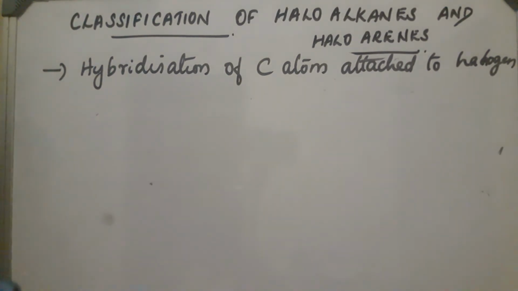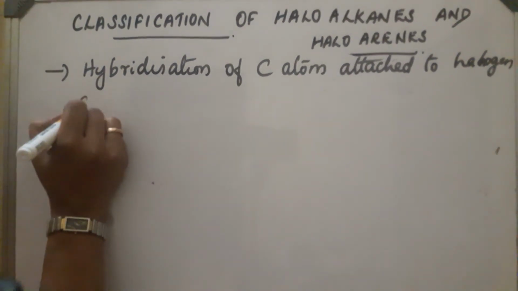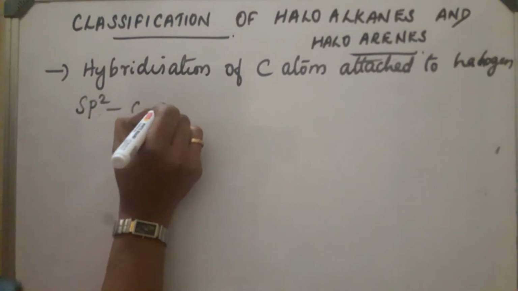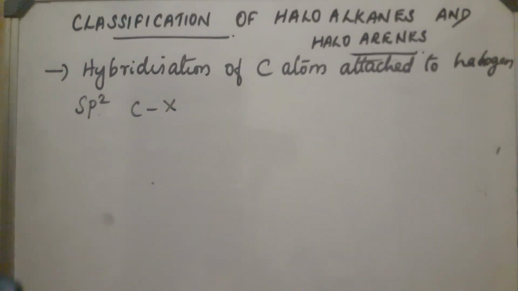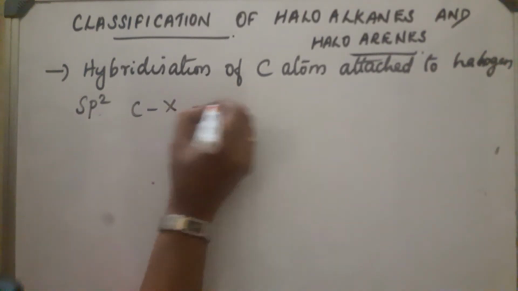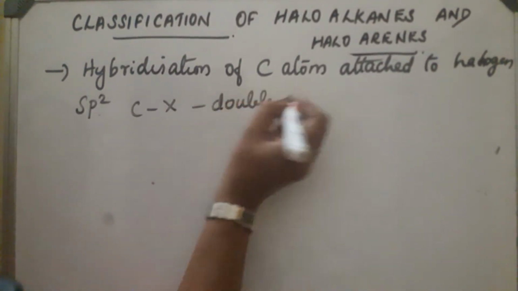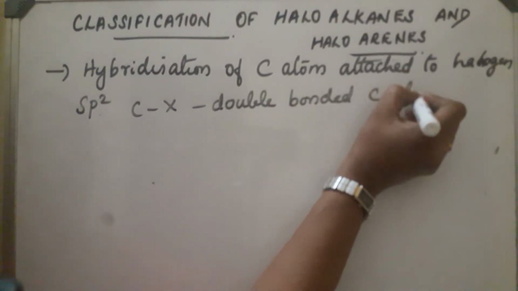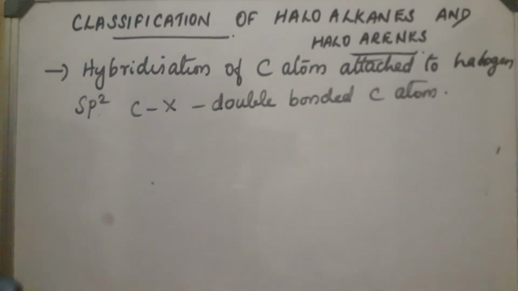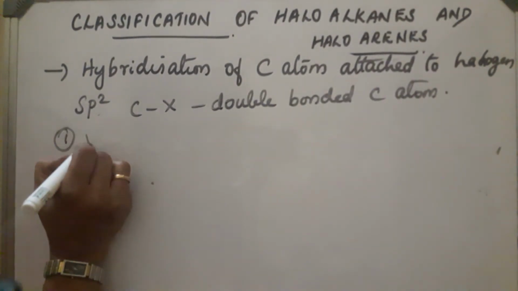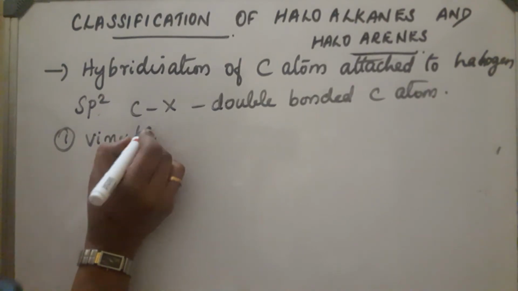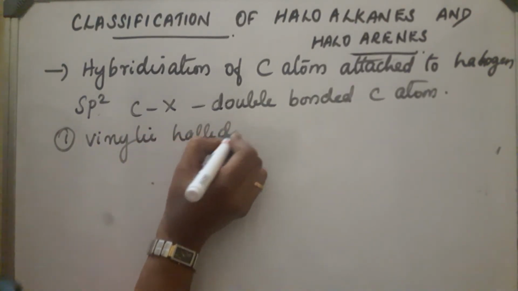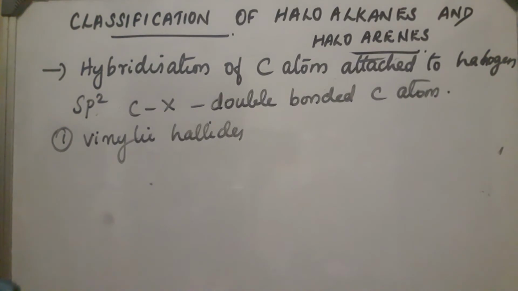Next category is where the halogen atom is attached to an sp2 hybridized carbon atom, the sp2 C-X bond. Let us take one example. Here the halogen atom is attached to a double bonded carbon atom. The first category is vinylic halides. They are again divided into two: vinylic halides and aryl halides.